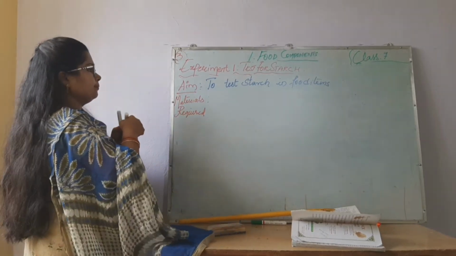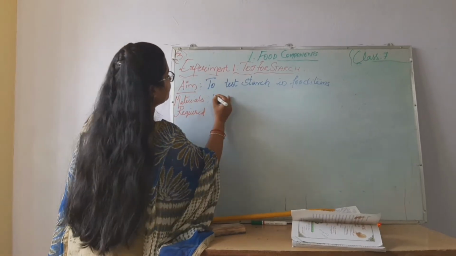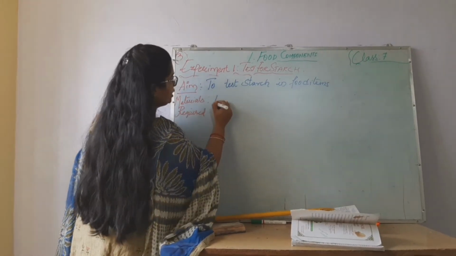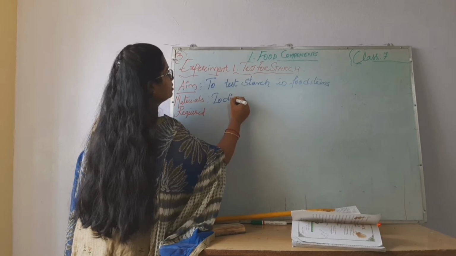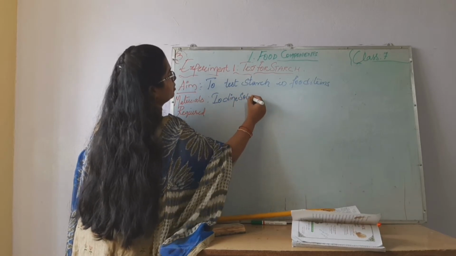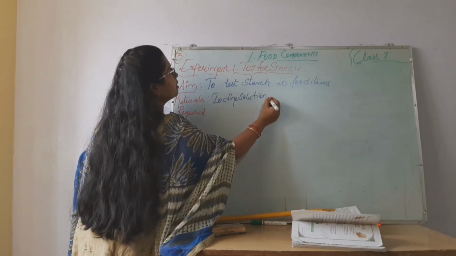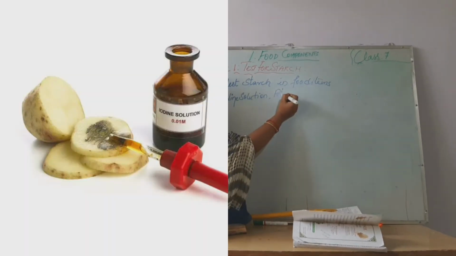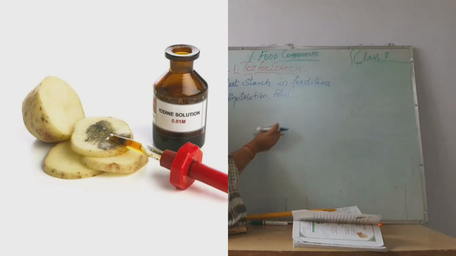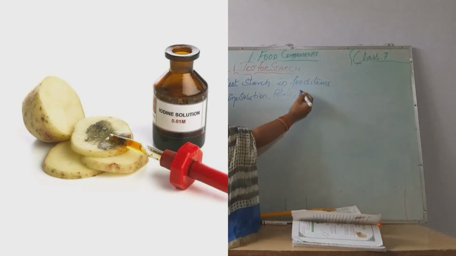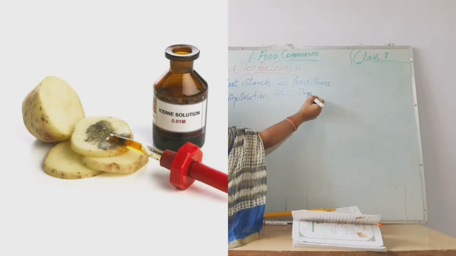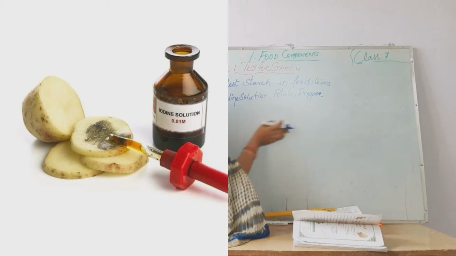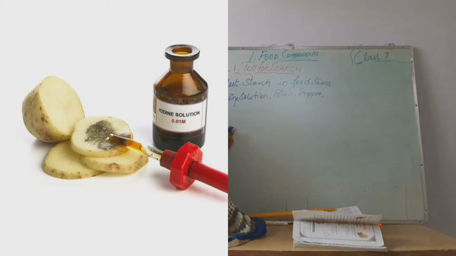What all do you need? First, iodine solution. Any food item. I'll take potato here. You can take any food item. Potato. You need to cut the potato and keep it, and pour one drop. And one plate, you can say.